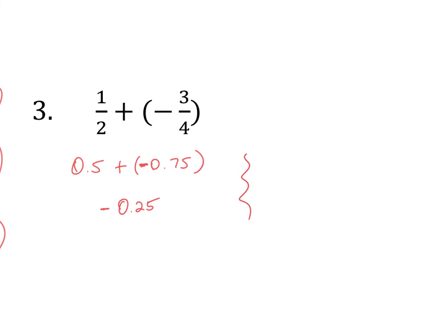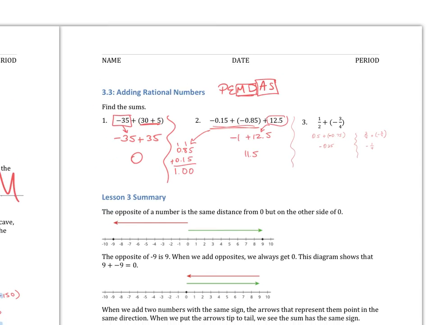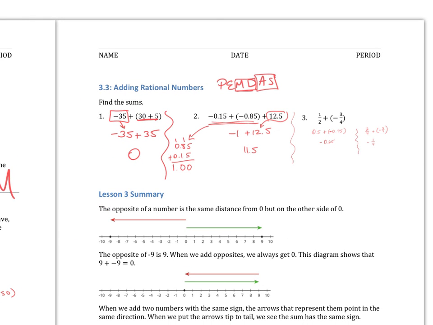The other way is if you wanted to do fractions. So 1/2, if I made my denominator a 4, that would be 2/4. So I have 2/4 plus negative 3/4. Again, the signs are opposite, so I'm going to subtract them. 3/4 minus 2/4 is 1/4. There are more negatives, so my answer would be negative. So either way is acceptable. It does not matter which one, but you should not be using calculators for these math problems because they are fairly basic.